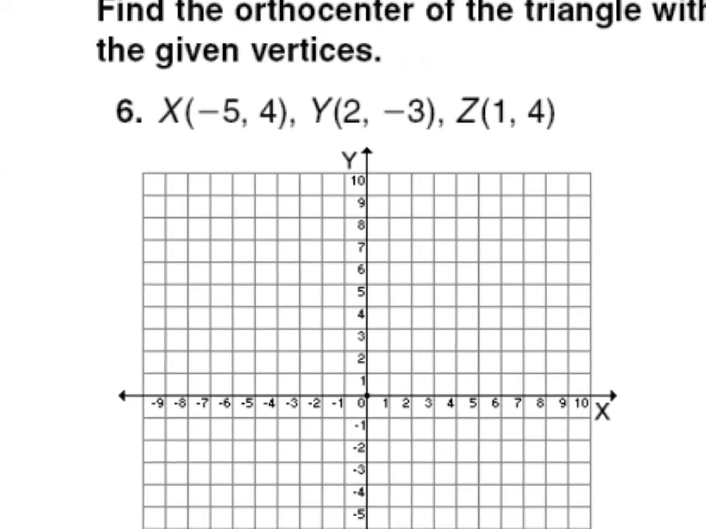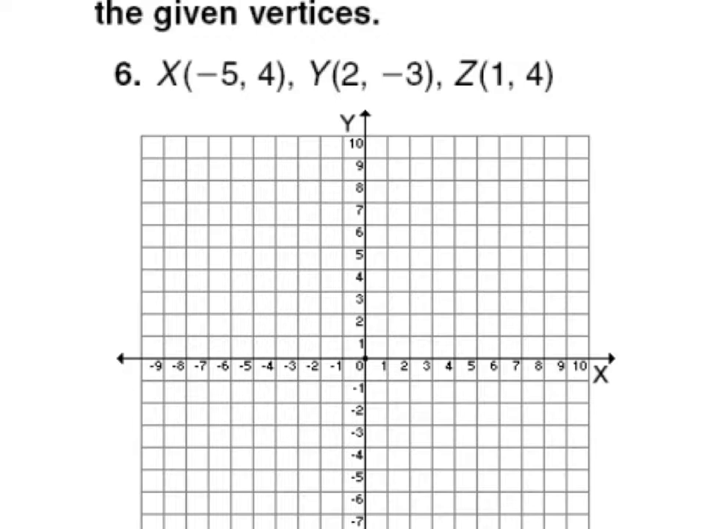But let's look at orthocenter. So we have -5, 4, and remember, I'll give it to you already being graphed. You're welcome. And 1, 4. Okay.